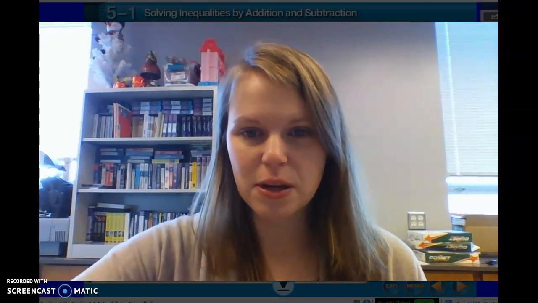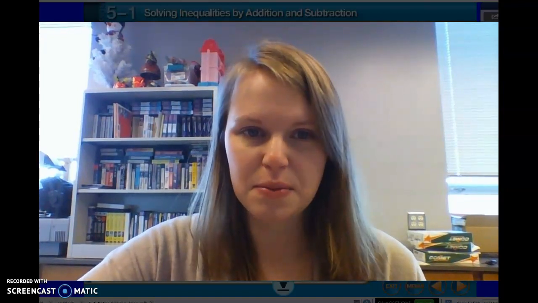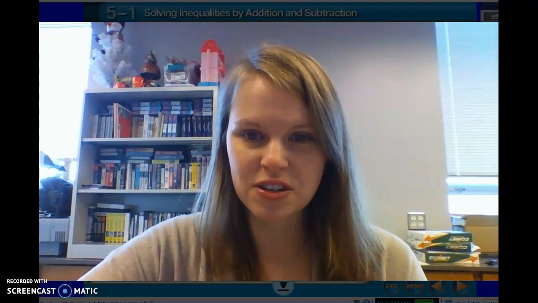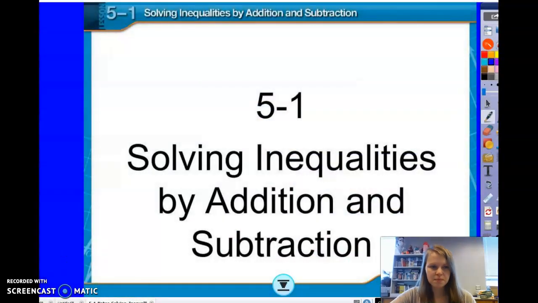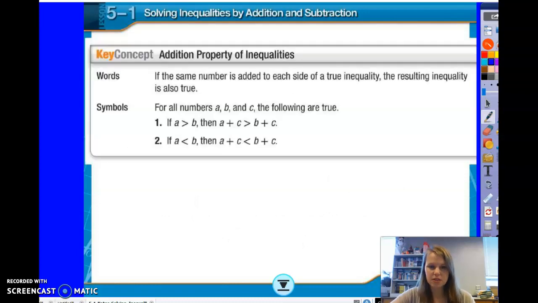Okay, today we're starting Chapter 5 in Lesson 1, and this topic is solving inequalities by addition and subtraction. So, let's go ahead and get started here. The first topic we're going to talk about is the addition property of inequalities. What this means is it's an equation, only it's got an inequality symbol. So, instead of calling it an equation, we just call it an inequality.